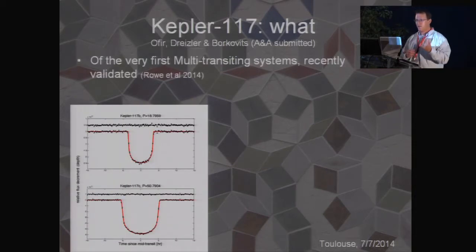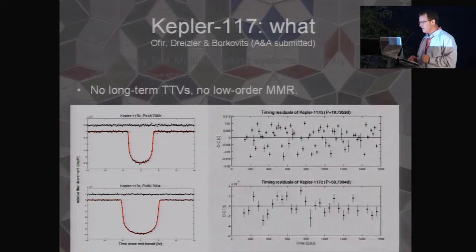This is one of the very first multi-transiting systems that was detected, and was recently validated statistically by CoRoT et al. It has 2 planets with periods of 18 and 50 days, showing clear transits. There are no long-term TTVs, no low-order mean motion resonances. The transit timing variation of Kepler 117c is basically flat, and the timing variations of planet B are more or less flat, but with excess scatter.